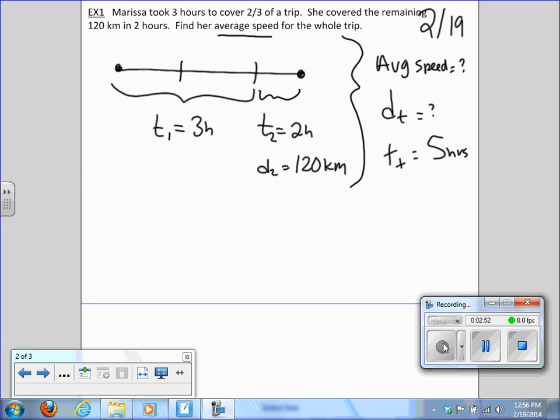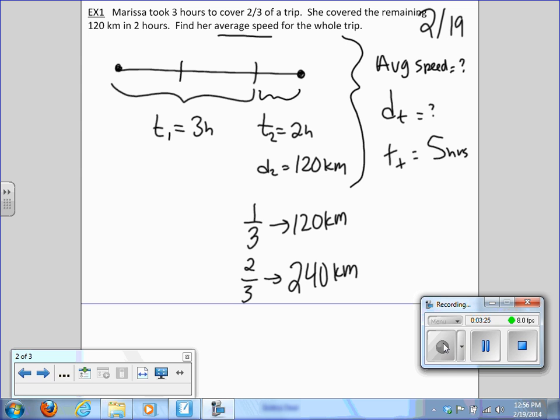We need to find our total distance. What information are we given that could help us? Cormac. Well, 1/3 of the trip is 120 kilometers. So therefore, you can find out the distance of the whole trip by multiplying it by 2. Good. Could we also find 2/3 of the trip, kids? What's 2/3? 240. Good. 240 kilometers.